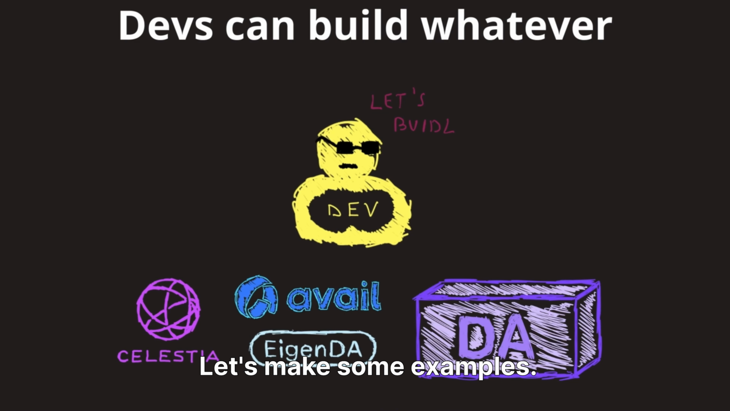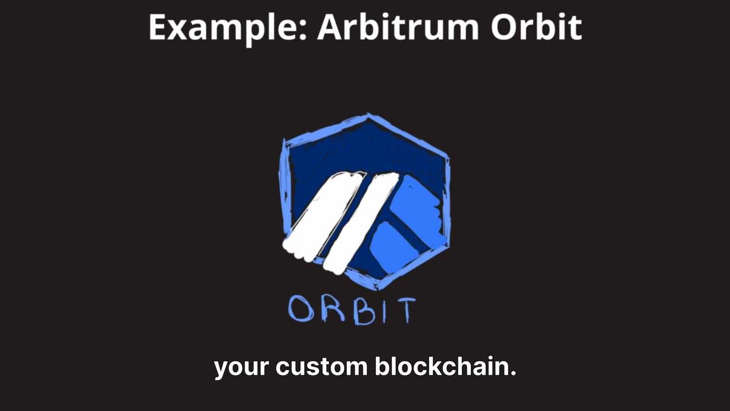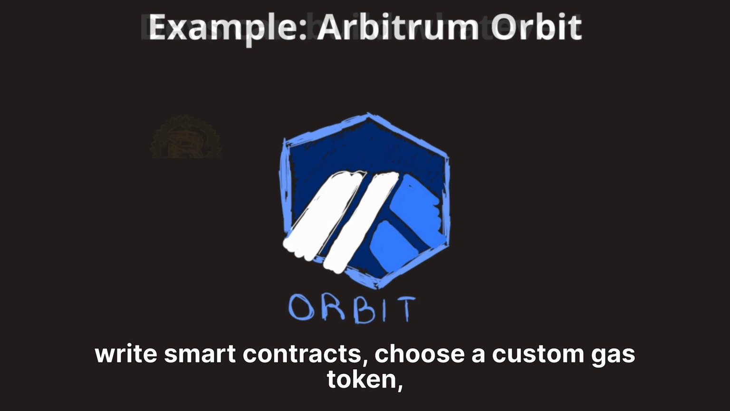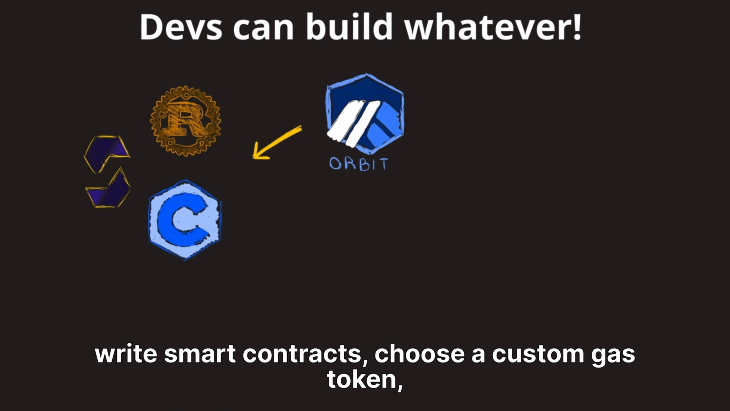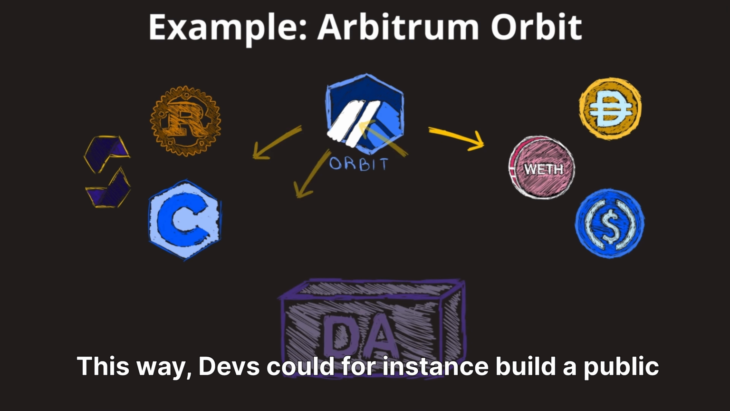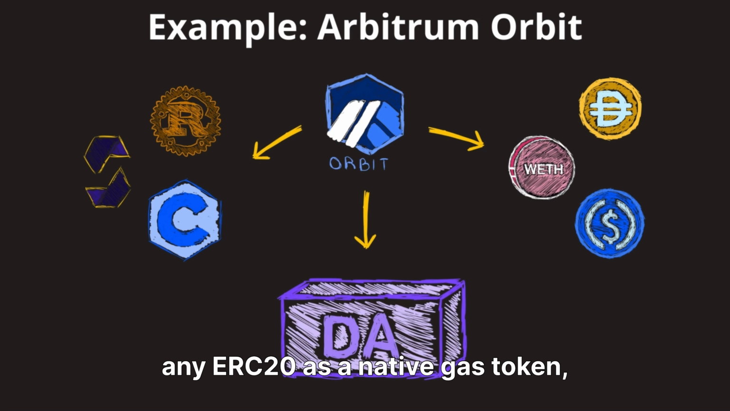Let's take some examples. Arbitrum Orbit allows you to spin up your custom blockchain. Devs can choose, for instance, the language to write smart contracts, a custom gas token, and the DA layer they like. This way, devs could, for instance, build a public blockchain where you can write smart contracts in C++, use any ERC20 as a native gas token, and use any DA layer they want for data availability.